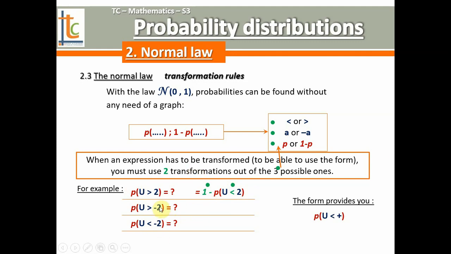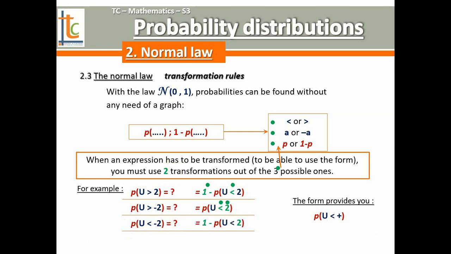So, how to transform this probability into something that you can read in the form? You will transform more than in less than, and negative 2 in 2. That are your two transformations. And this probability, again, can be read directly in the form. And for this one, you won't change less than. It's okay for the form. But you have to change negative 2 into 2. And as a second transformation, P into 1 minus P.